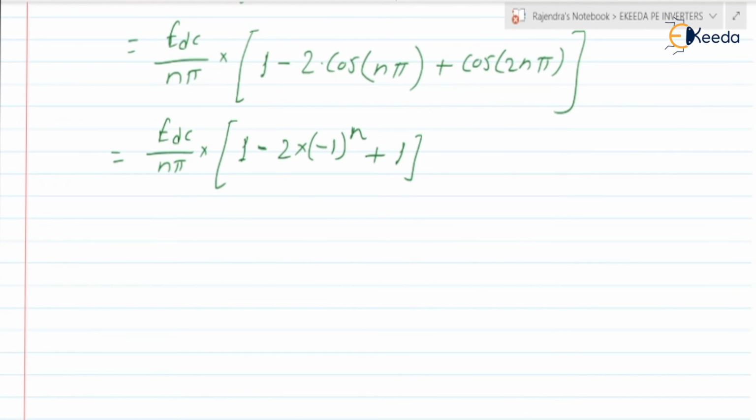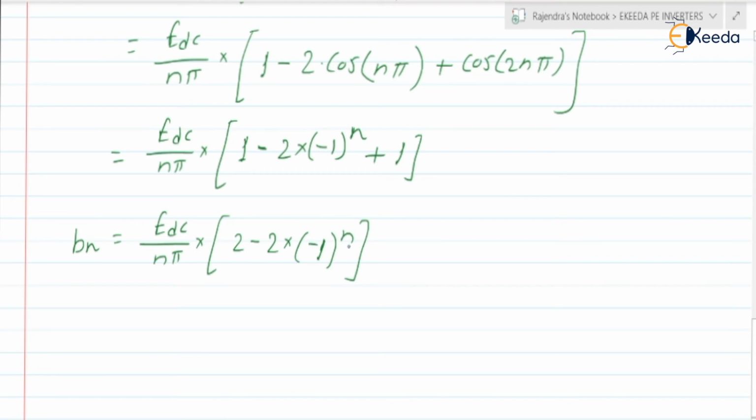So this can be written as Edc by n pi into 1 plus 1, 2, minus 2 into minus 1 to the power n. Okay, this is bn we are having. If you check this bn value, if n is odd, 1, 3, 5 etc., this minus 1 to the odd power is a minus 1 only. This minus 1 into minus 2 is a plus 2, so it is 2 plus 2, it is a 4.